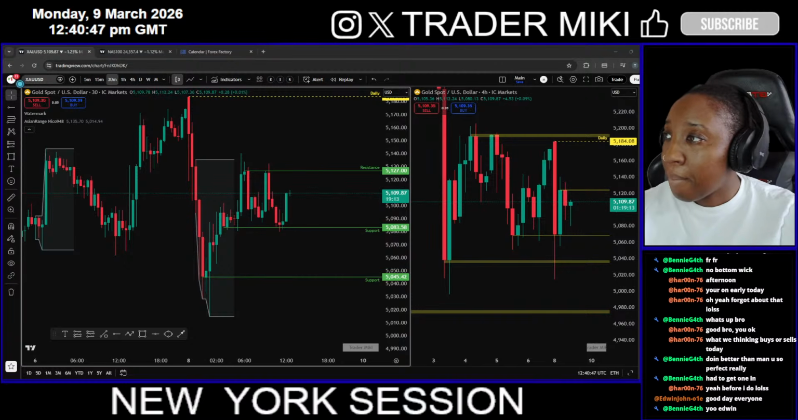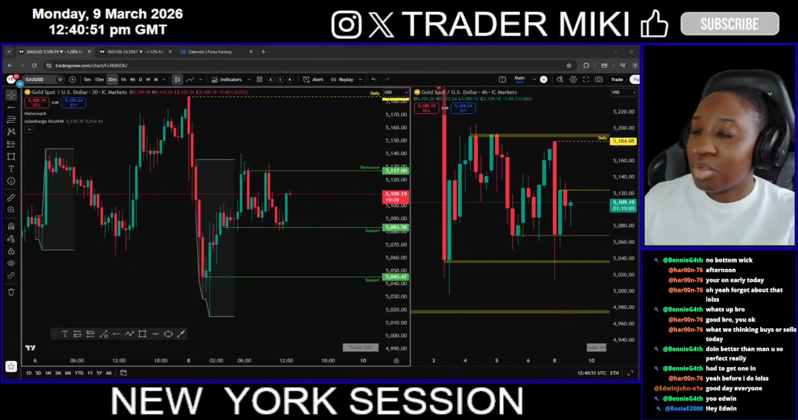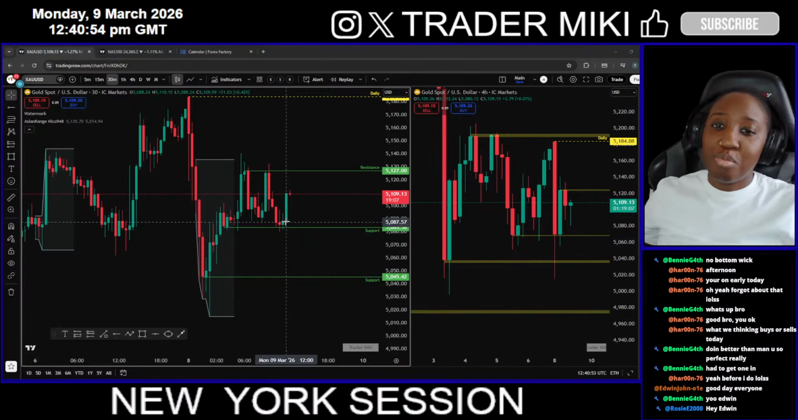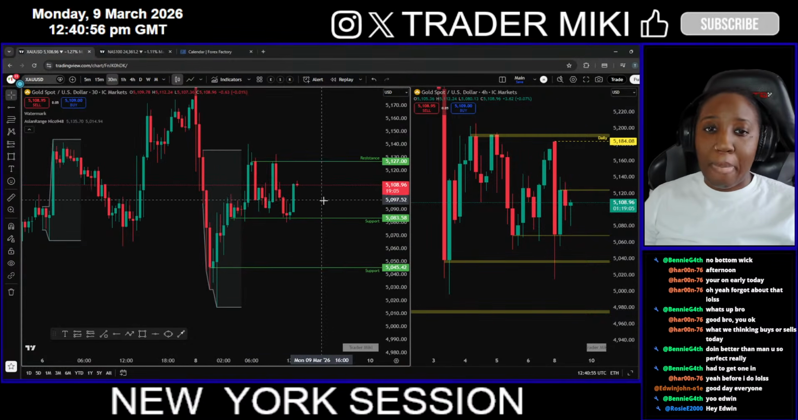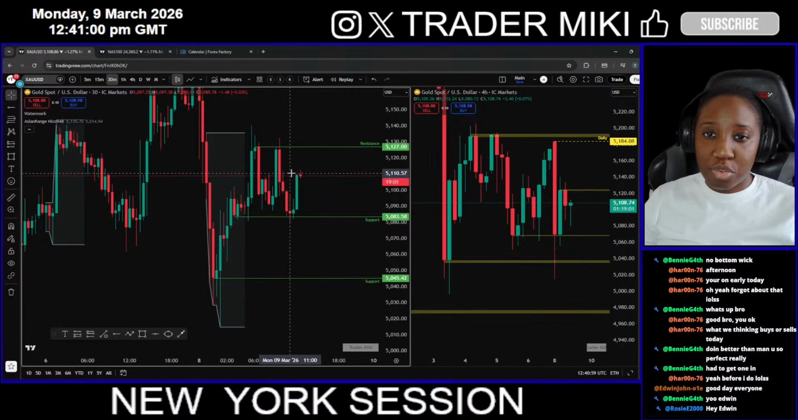Now gold wants to chill. We've had all these candles just moving, and we're 10 minutes into this new 30-minute candle and we've not even moved 50 pips. Come on, gold.